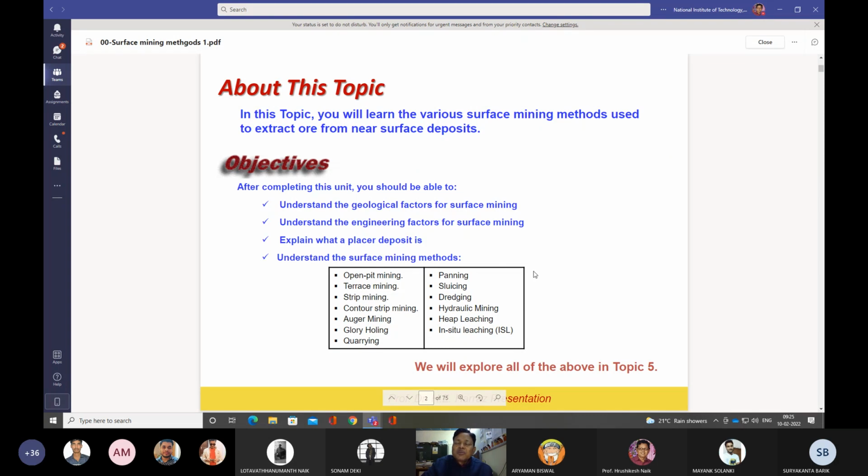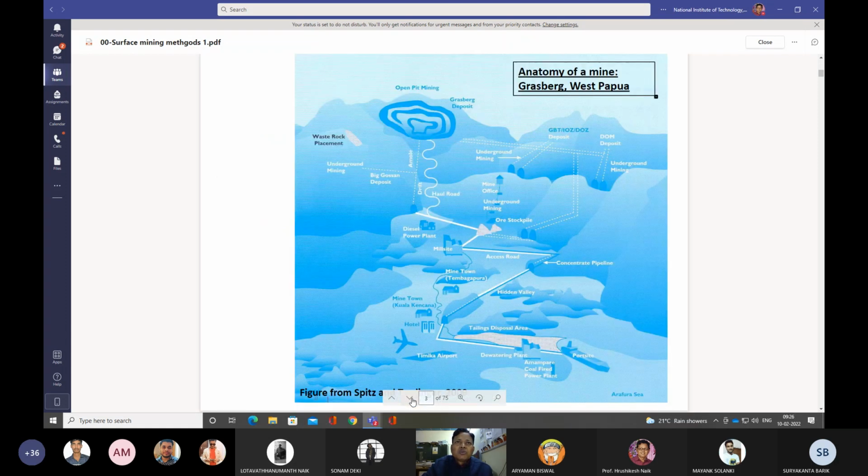The objectives of this topic: after completing it, you will be able to understand the geological factors responsible for surface mining method, understand the engineering factors for surface mining method, explain what a placer deposit is, and understand the surface mining methods. The surface mining methods are open pit mining, terrace mining, strip mining, contour strip mining, auger mining, glory hole mining, quarrying, and panning, sluicing, dredging, hydraulic mining, heap leaching, in situ leaching. These are the various methods used to extract mineral deposits from shallow deposits.